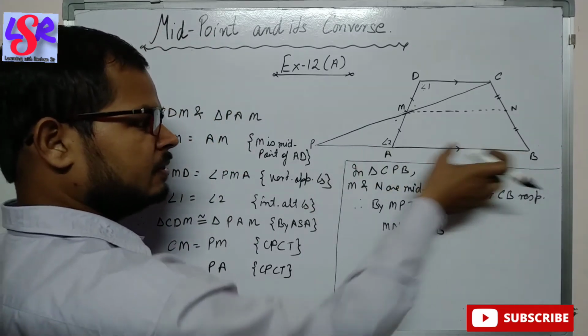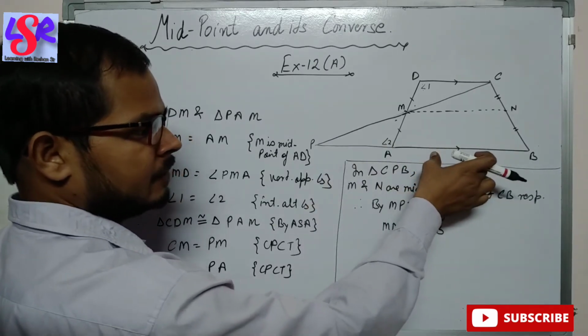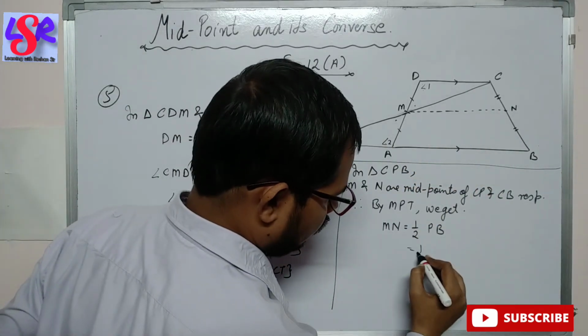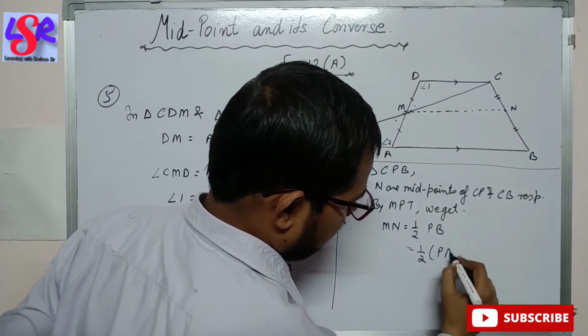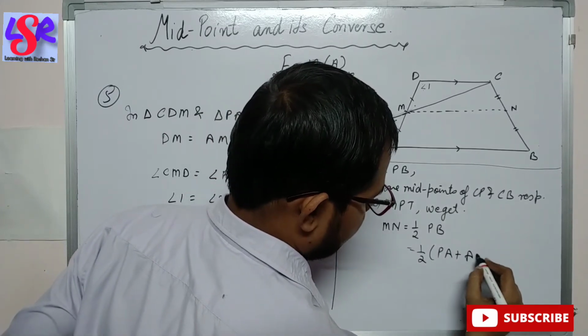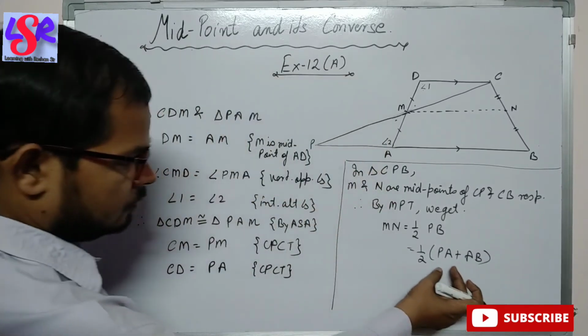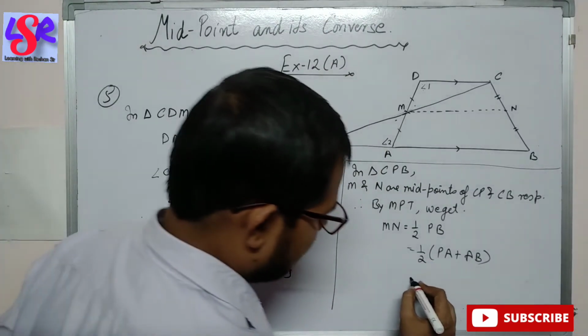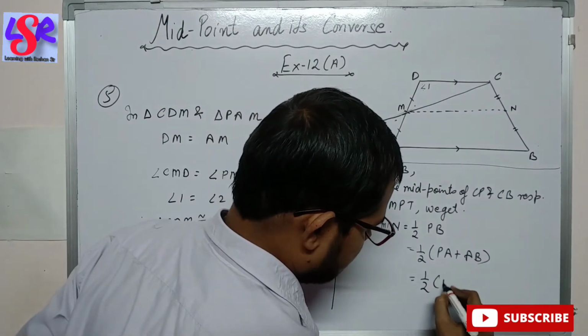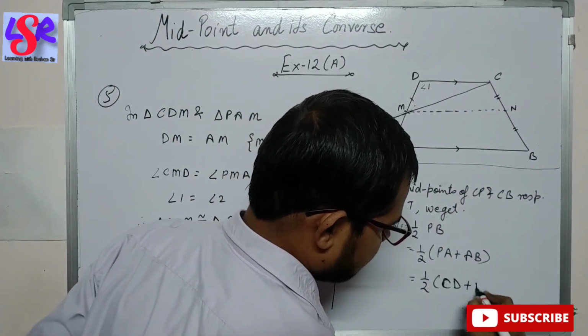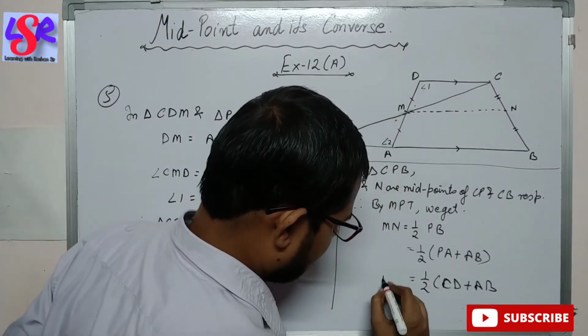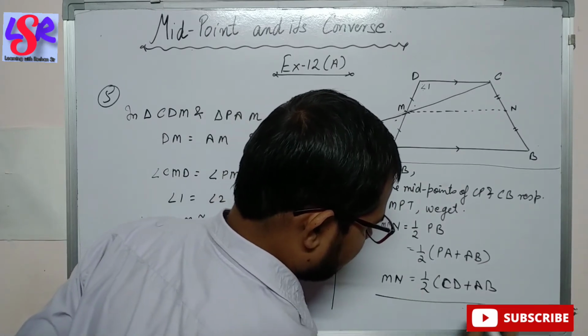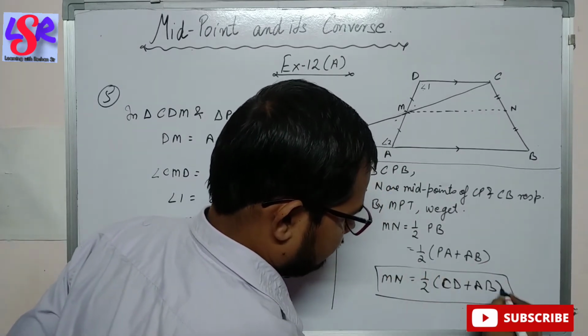Now in PB we have PA and AB. So this can be written as 1 upon 2 (PA plus AB). Now we have the value of PA as CD, so we can replace it, and this will become 1 upon 2 (CD plus AB). Therefore, MN equals half of (CD plus AB).